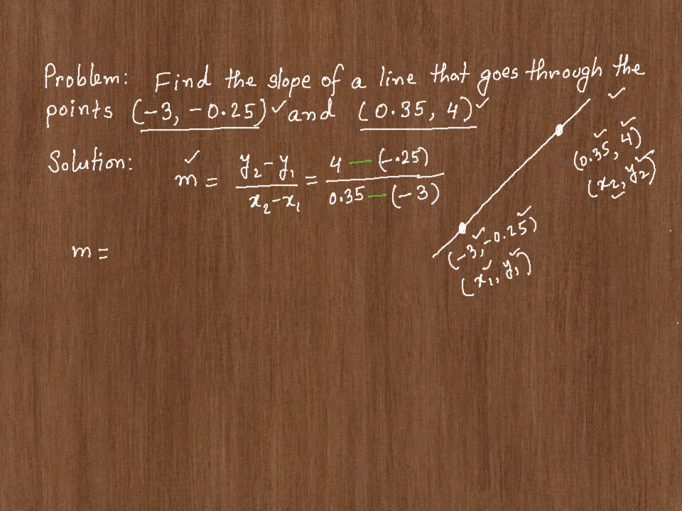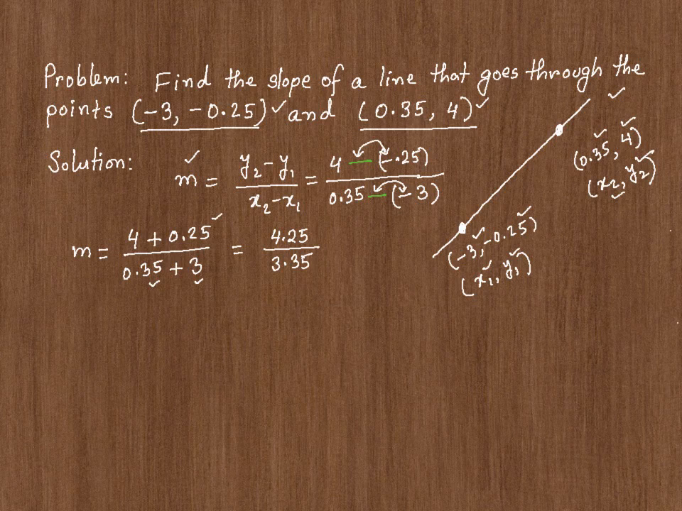So m is equal to 4, negative and negative, two negatives multiplied is going to make it positive, 4 plus 0.25 divided by 0.35. Then negative and negative multiplied is going to give me positive, which is going to be 3, is equal to 4 plus 0.25 on the numerator is going to give me 4.25. Then 0.35 plus 3 is going to give me 3.35 in the denominator.